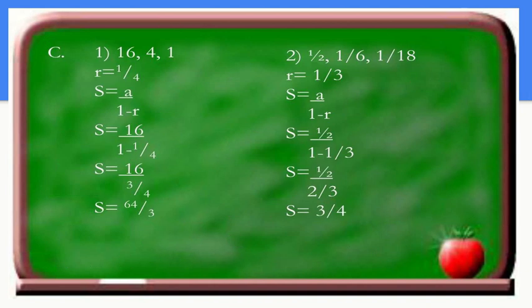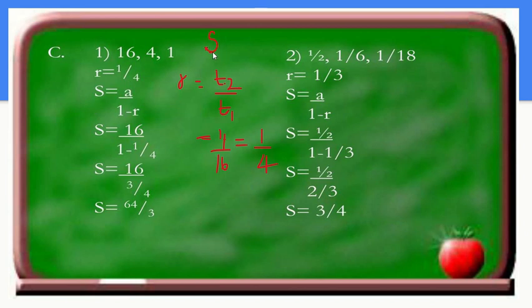Right. Next, we'll see this: 16, 4, 1. What is R over here? As you know, how will you find out R? T2 by T1, right? So what is T2 over here? T2 is 4, so 4 by 16. 4 by 16 is nothing but 1 by 4. Right? This is R. So how will you find out S?